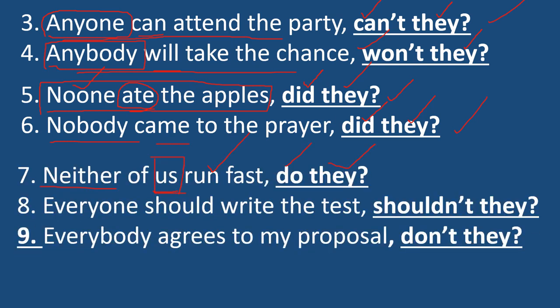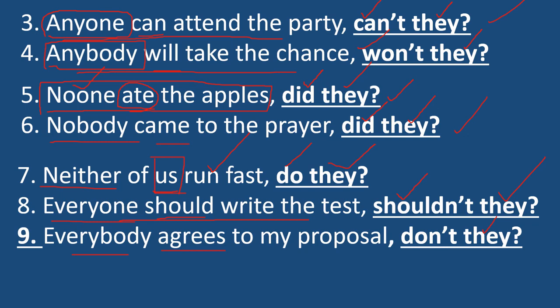Everyone should write the test. Everyone, we should write the subject pronoun as they. Should is here, that is auxiliary verb, so we should write should in the beginning. This is a positive statement, so we should add not, shouldn't they. Everybody agrees to my proposal. Here everybody is an indefinite pronoun, so we should write the subject pronoun as they. Here there is no any auxiliary verb, only main verb is there, that is agrees, that is in the first form, that is called simple present, so we should write do or does.